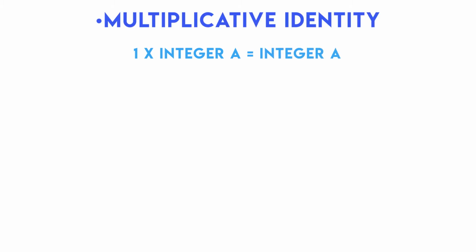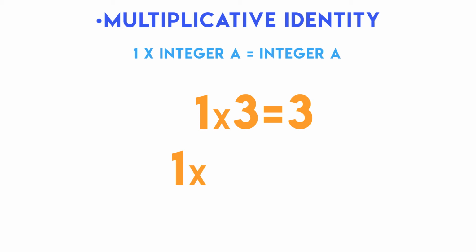Multiplying 1 into any number does not change that number. 1 is called multiplicative identity. For example, 1 multiplied by 3 is 3. 1 multiplied by -3 is -3.